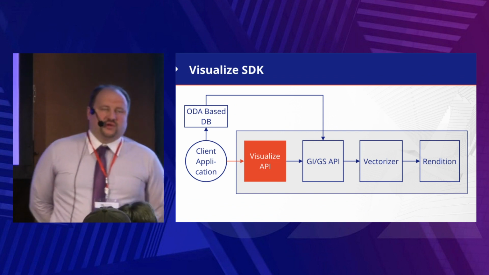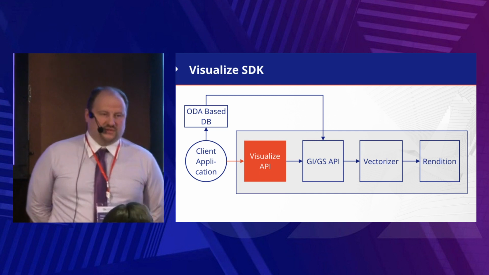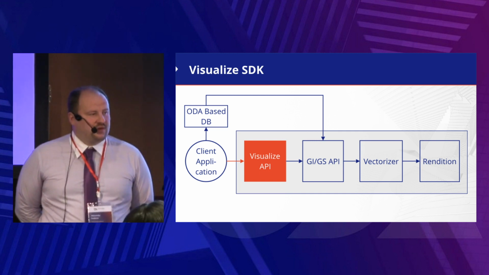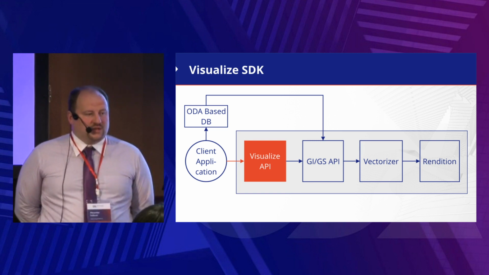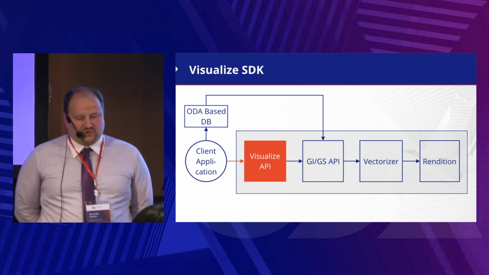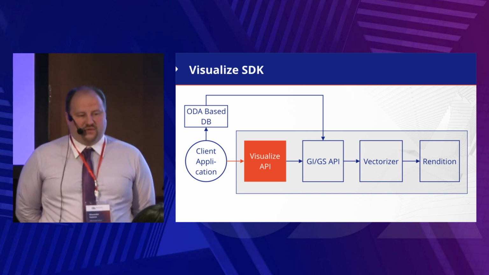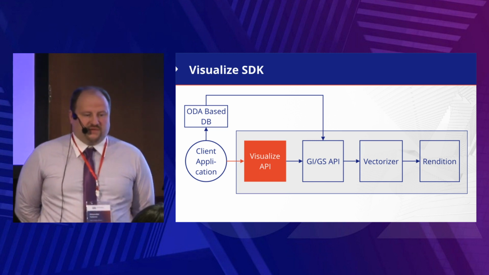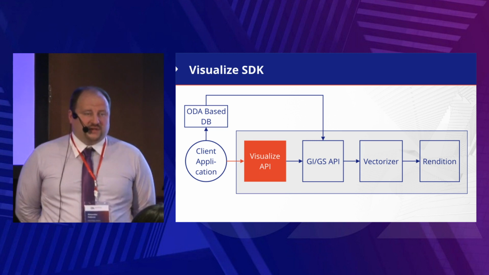Initially, Visualize SDK consisted of three blocks. The first block was the GI.js API, which allowed manipulating devices and views, and allows loading geometry into the Visualize SDK. The second block is the vectorizer block, where many different actions are performed, like geometry simplification or calculating inherited attributes. And finally, the last block is the rendition block, which performs the final output.